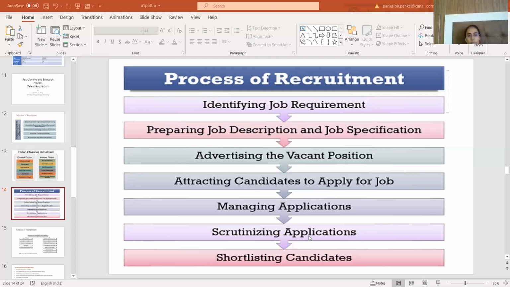And the last step is shortlisting candidates. By scrutinizing the applications, candidates with matching profiles are picked out of the process, and they will go to the next stage, which is the selection process stage. So these are the steps involved in the recruitment process.